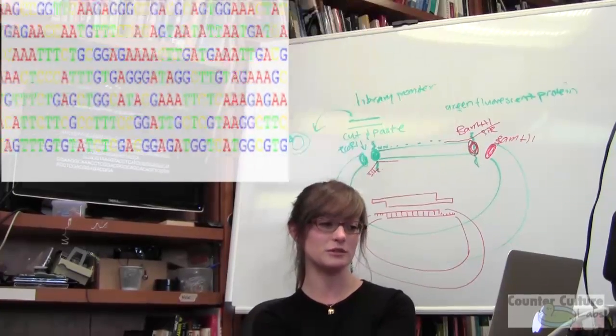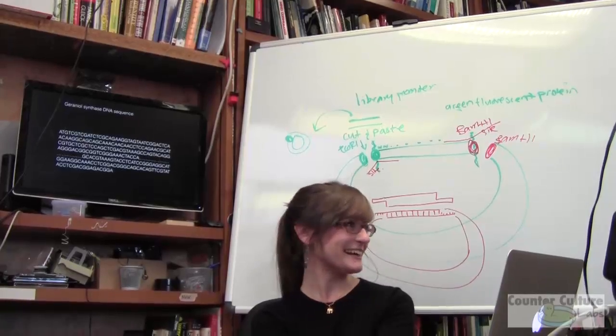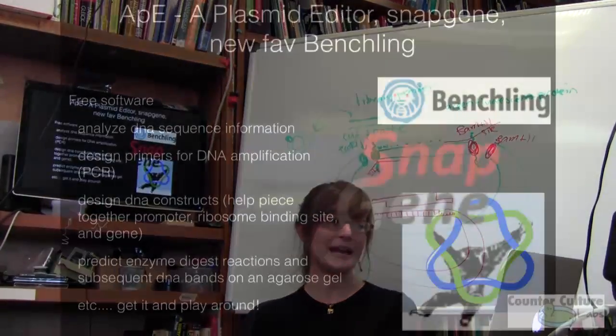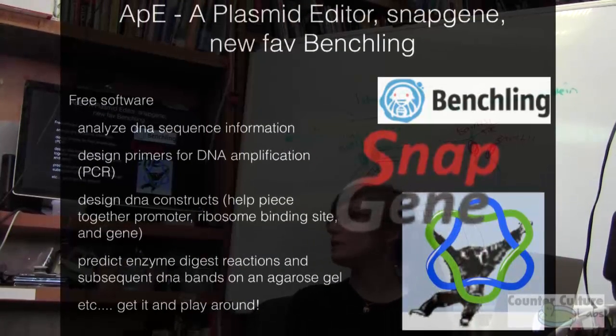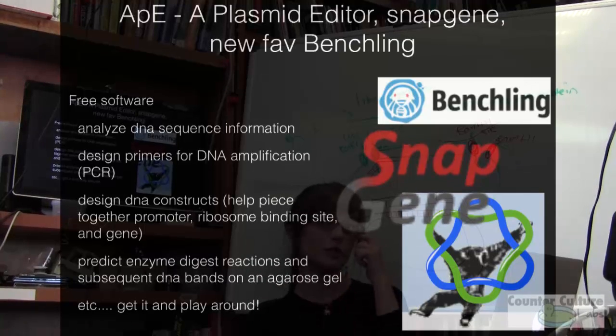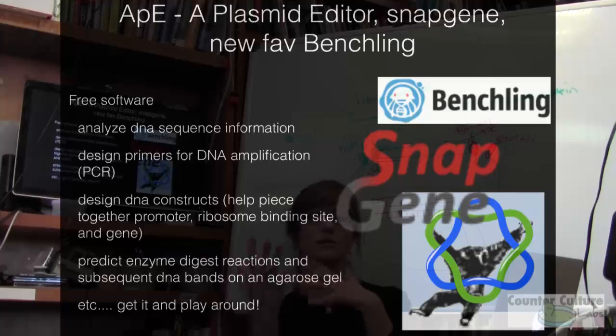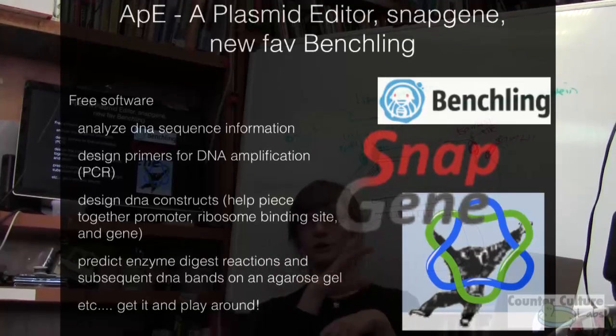My favorite tool, even though people are moving away from it, is ApE. It's not that great, I guess, but I'm used to it and I like it. ApE is a plasmid editor, and it's free software. You can download it and manipulate your gene sequence. You can check for restriction sites, add nucleotides, and put vector sequences in there and map all the important components of your vector.